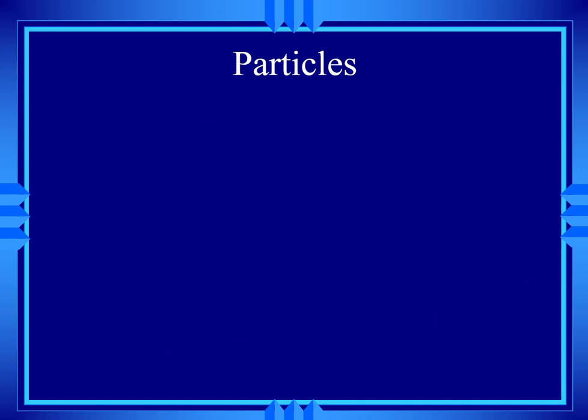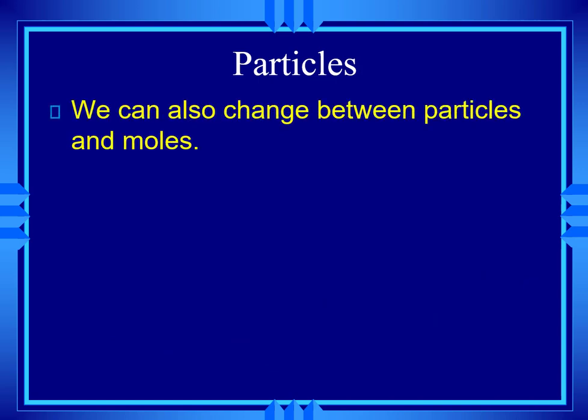Right? We can also change between particles and moles. That's the other thing we've done with this. And the particles and moles, the number was 6.022 times 10 to the 23rd. That was Avogadro's number. Or you could say there's Avocado's number in a guacamole. Avogadro's number in a mole, Avocado's number in a guacamole.